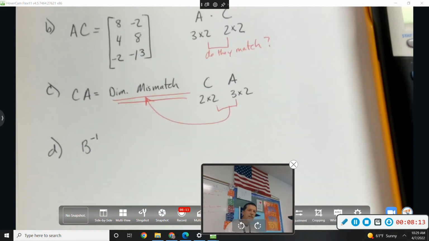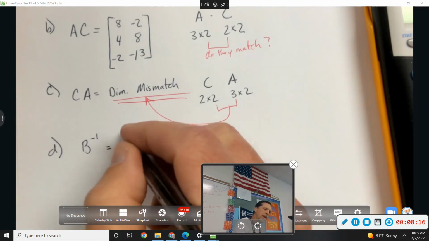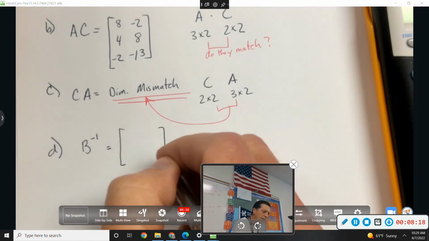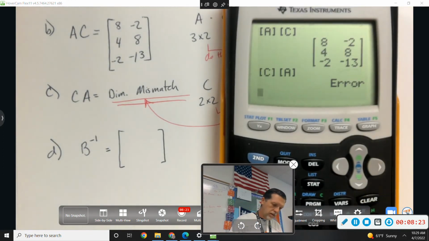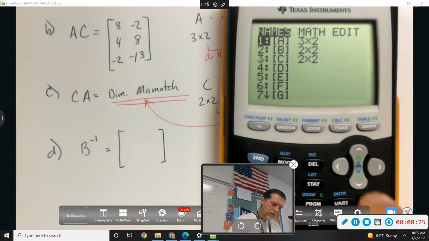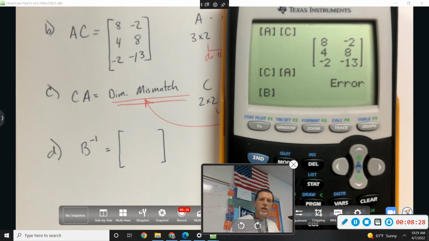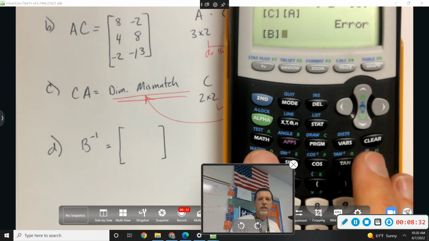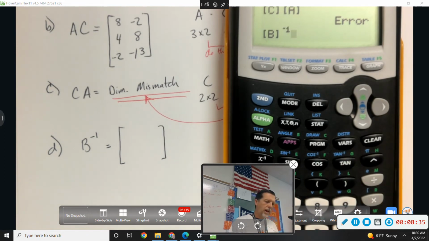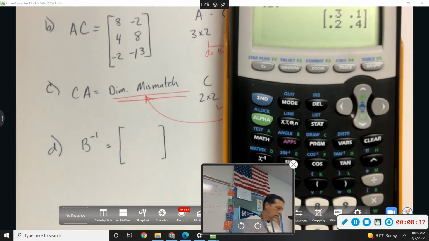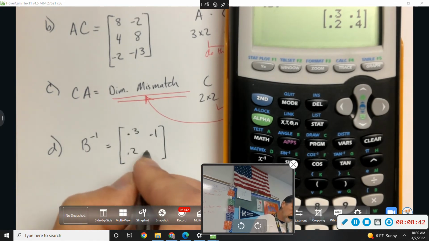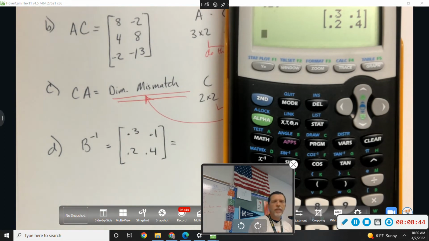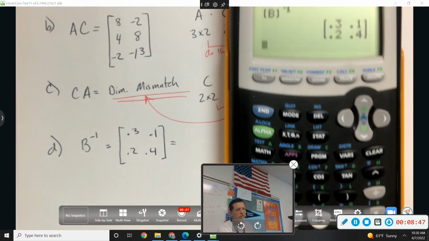All right, let's find the inverse of matrix B. And again, that can be done by hand, but it takes a little bit of work. We'll let the calculator do it. Second matrix. Go get matrix B. And then use the little -1 button. And it does all the work. 0.3, 0.1, 0.2, 0.4. Nothing wrong with those answers since they're tenths.